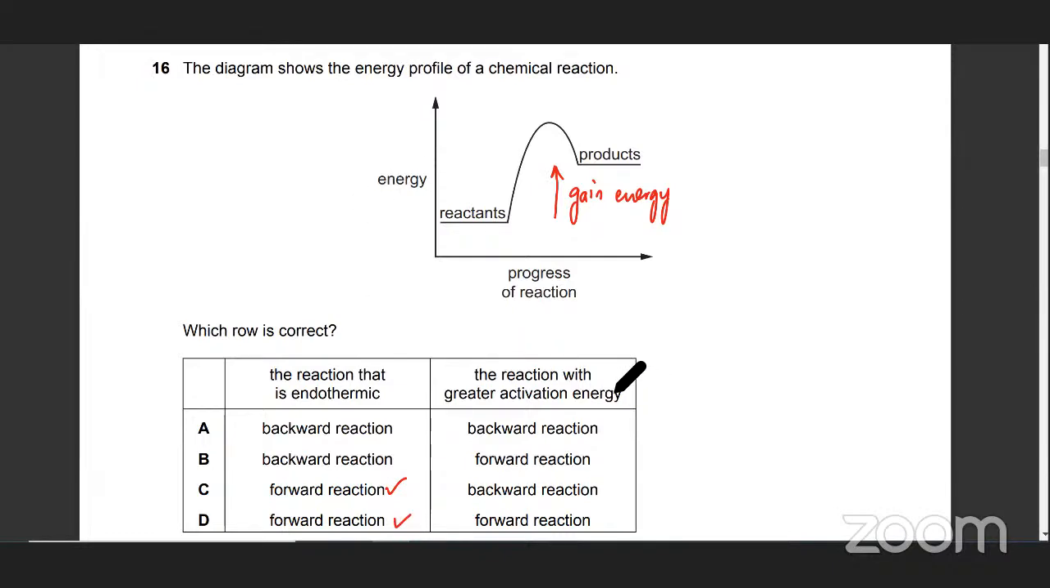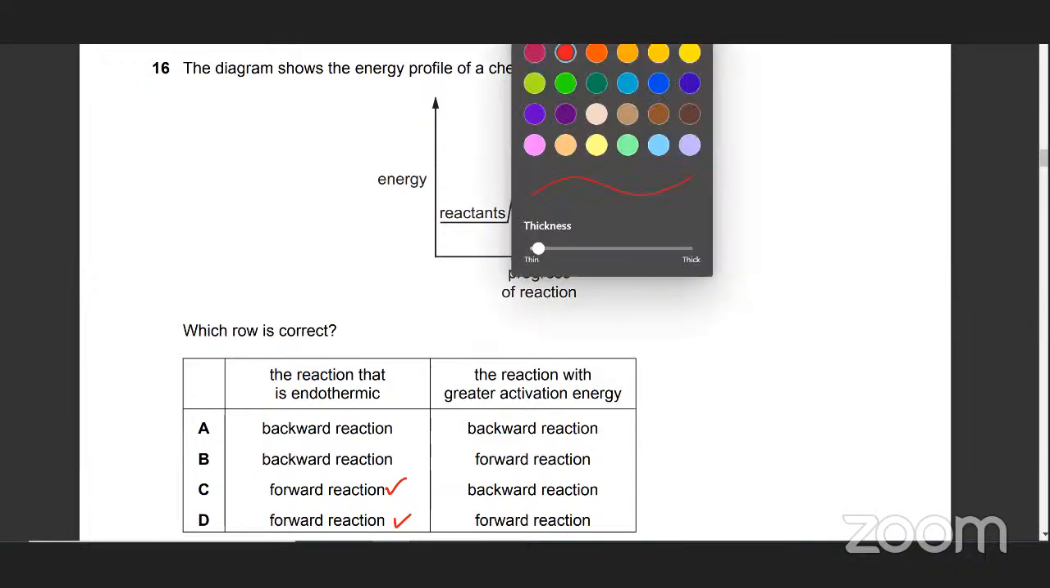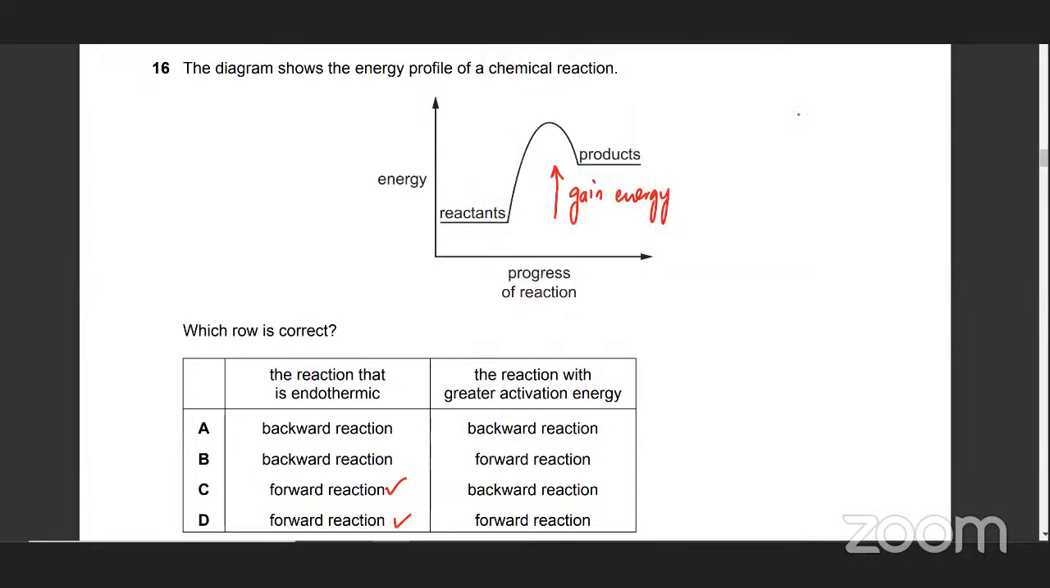Then, the reaction with, what is this saying? The reaction with greater activation energy. So what is the activation energy in the forward direction? Activation energy is the energy that is needed at the start of the reaction. So this is your activation energy, that's Ea.